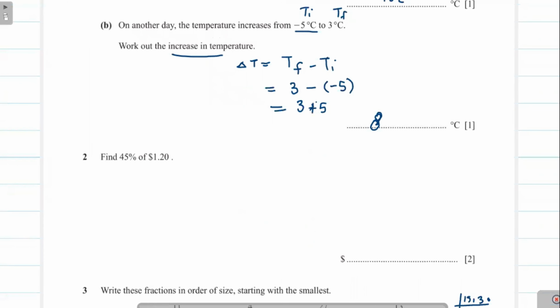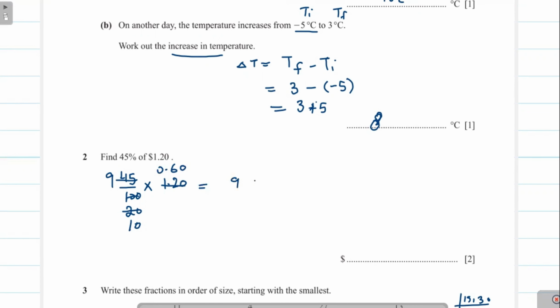Find 45% of 1.2. Now you know that 45% means 45 over 100, and of means multiply, and 1.2 is written as it is. Now you can simplify it. Suppose we divide by 5, we get 5 9s are 45, and 5 2s are 20, 2 1s are 2, 2 zeros are 0. Now you can write it. 2 6s are 12, and 0 as it is.